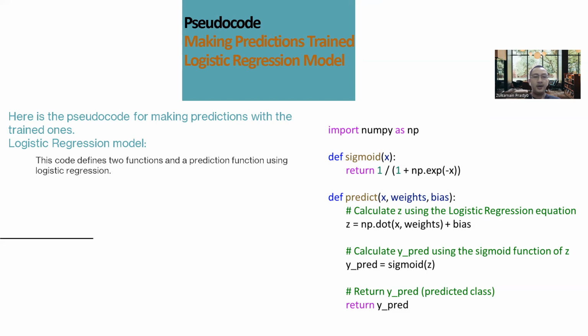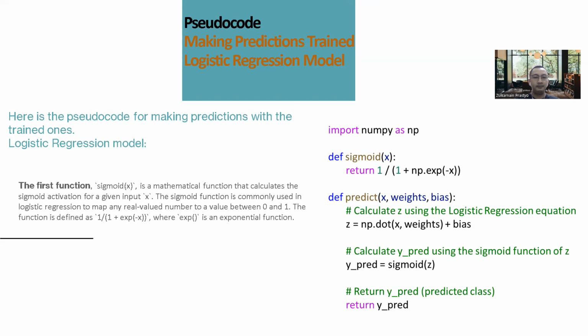This code defines two functions, including a prediction function using logistic regression. The first function is sigmoid. Sigmoid is a mathematical function that calculates the sigmoid activation for a given input x. The sigmoid function is commonly used in logistic regression to map any real value number to a value between 0 and 1. The function is defined as 1 / (1 + exp(-x)), where exp is the exponential function.